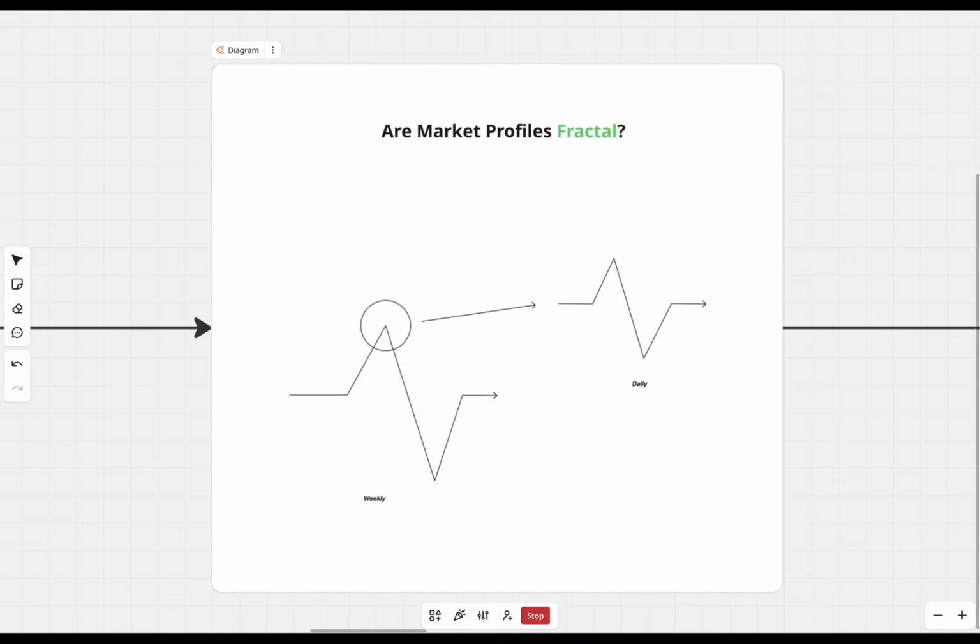For instance, in this example, you see a perfect open high low close schematic on a weekly chart, and if you zoom in on that weekly swing high, you will also see an open high low close on the daily chart. If you have been paying attention, you will actually see that if you zoom in on the swing high on the daily chart, you will notice an open high low close also on the intraday charts.